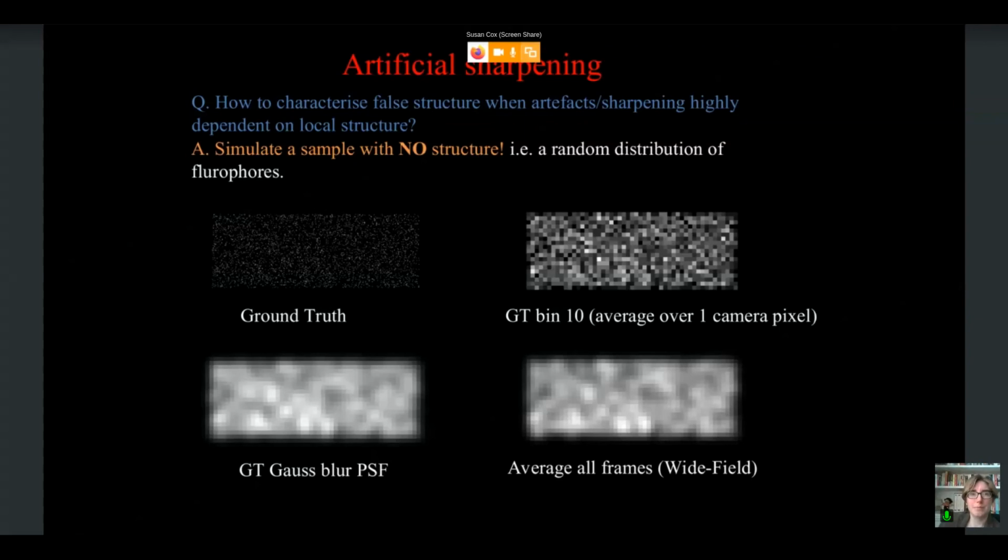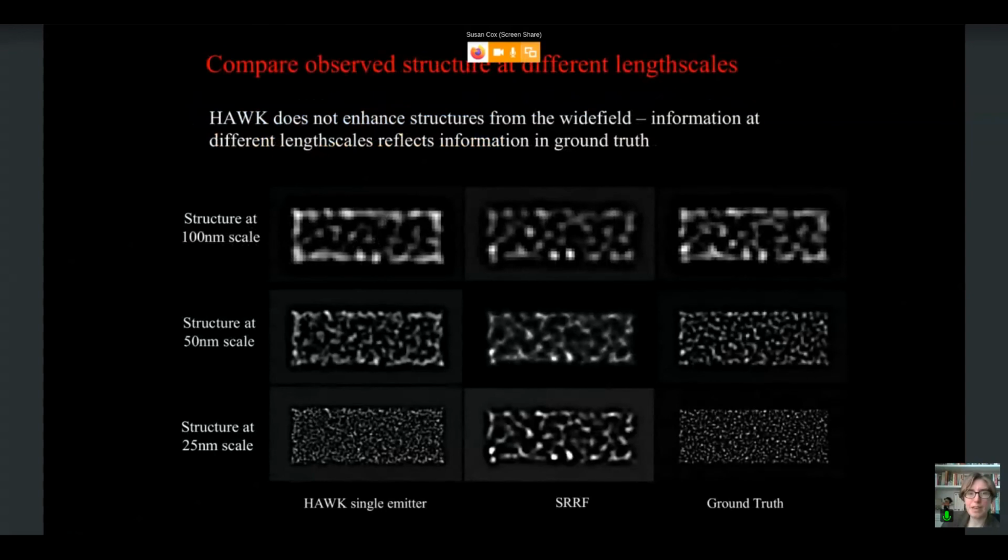So what we had to look at is we took some ground truth simulations, and then we tried blurring them. And what we then did is we looked at the structure present in those images at different length scales. So on the far right, I've got the ground truth. So I've taken the data in the ground truth image that I showed you here, and I've looked at it at different length scales, 25 nanometers, 50 nanometers, and 100 nanometers.